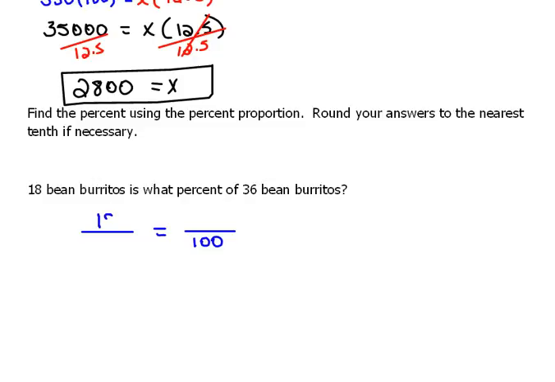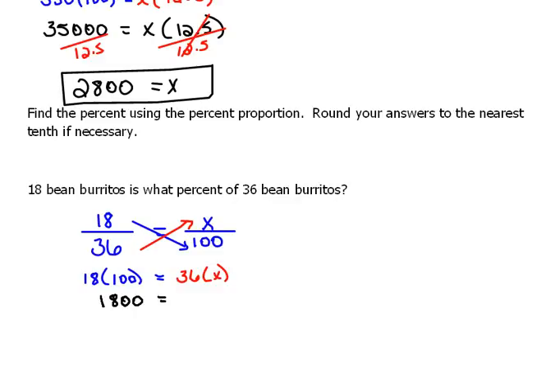That's telling us that 18 is the smaller part of the 36. What percent is what we're looking for. That's what we don't know. So now let's use our cross product. 18 times 100 will equal the cross product of 36 times x. So 18 times 100 would be 1800 equals 36 times x.